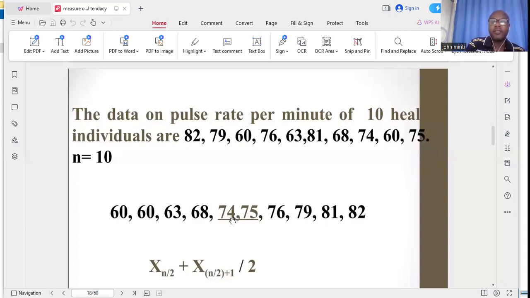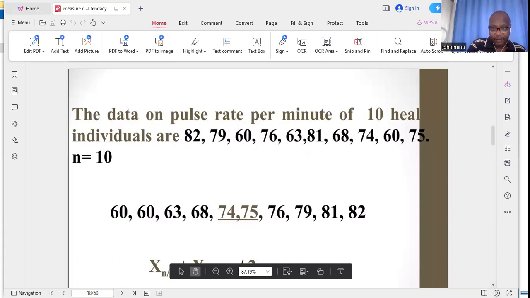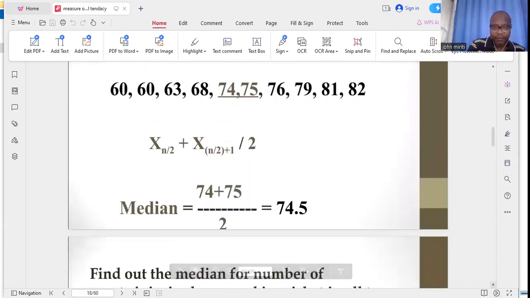Our median is in between 74 and 75, but we don't know it yet. We have to look for it there, because this one has 4 on each side. So this is the middle. In this case, we outline it so that you can have a proper calculation. We say that the end number is 74.